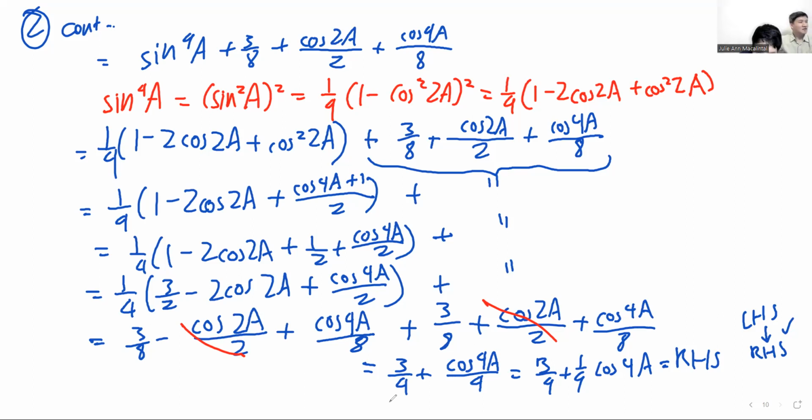I hope you like the solutions of Joshua for these two problems: this and the additional solution for number one, and the three solutions for number two, which is proving this again.